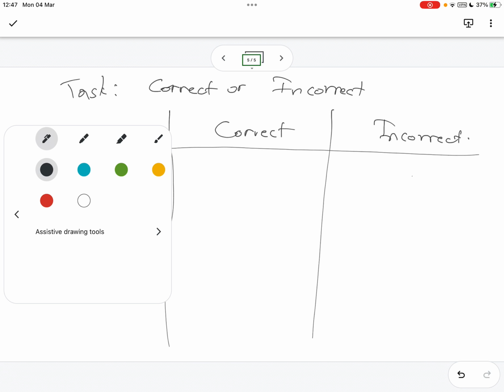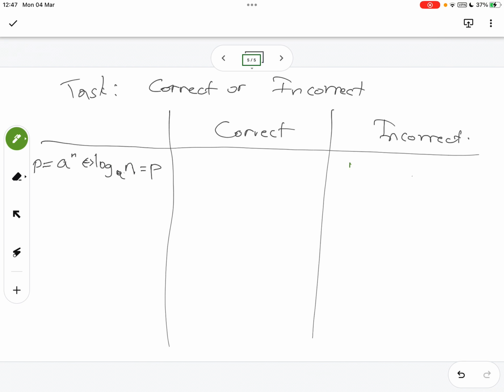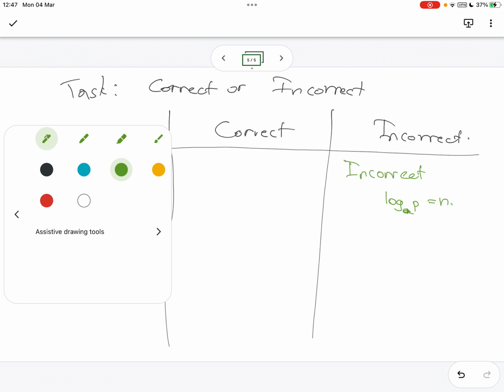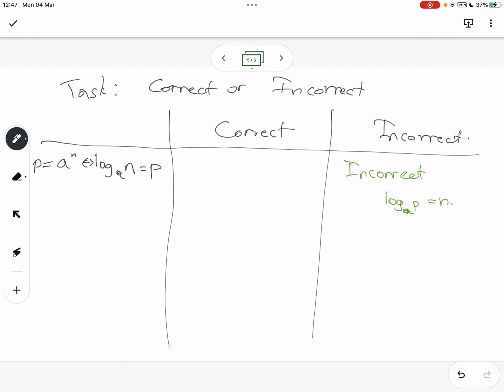That's wrong. So p equals log n to base a is incorrect, ne? So this means it's incorrect. Then what's the correct version? n equals log base a p equals n. Great. Then the second one is y equals 2 to the power x.